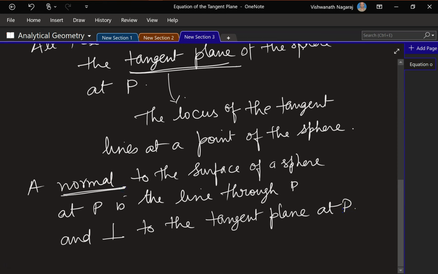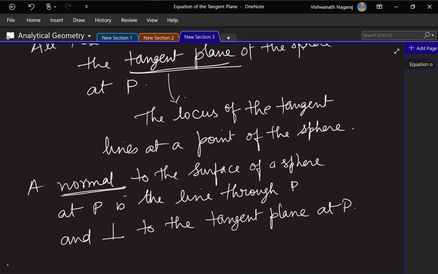Try to visualize this. One way of thinking of this is, imagine you have a sphere, let's say a tabletop globe. Now you take that and keep a sheet of paper on it, and you will notice that the sheet of paper touches the sphere at exactly one point. That is the tangent plane. So the sheet is the tangent plane.